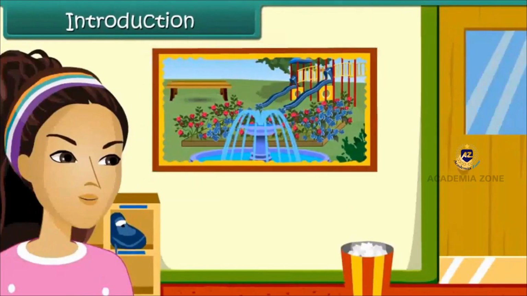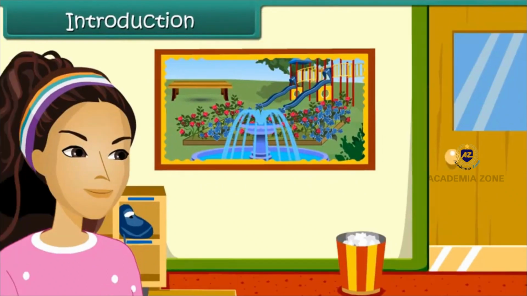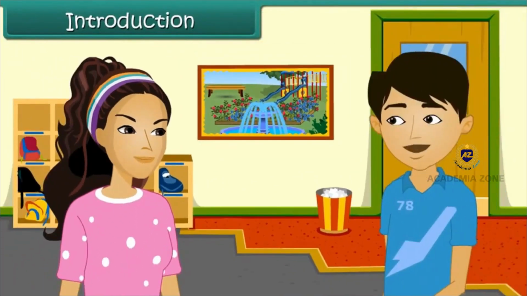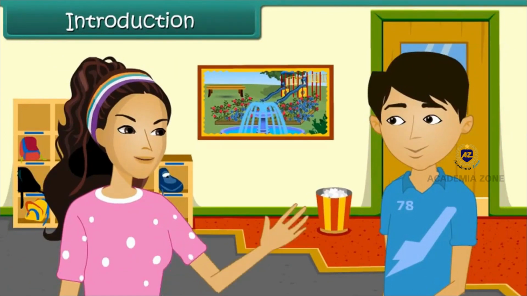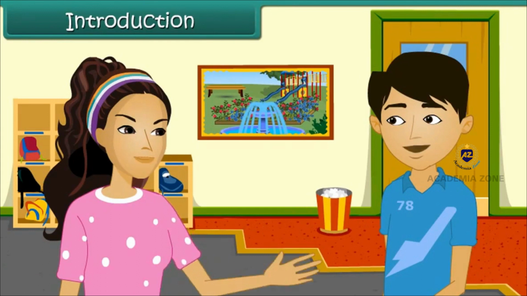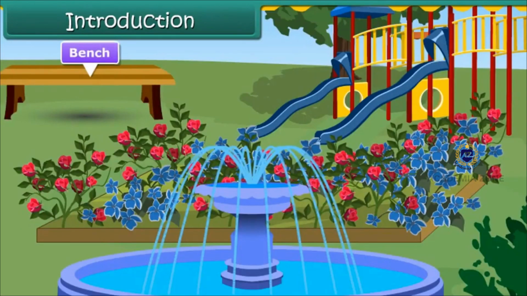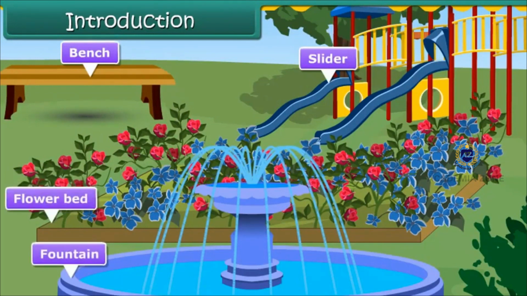Wow! How beautiful is this garden? What are you looking at, Alia? I'm looking at a garden picture. Alia, can you analyze the different objects in this picture? Yes, there are benches, slider, fountain, flower bed, etc.